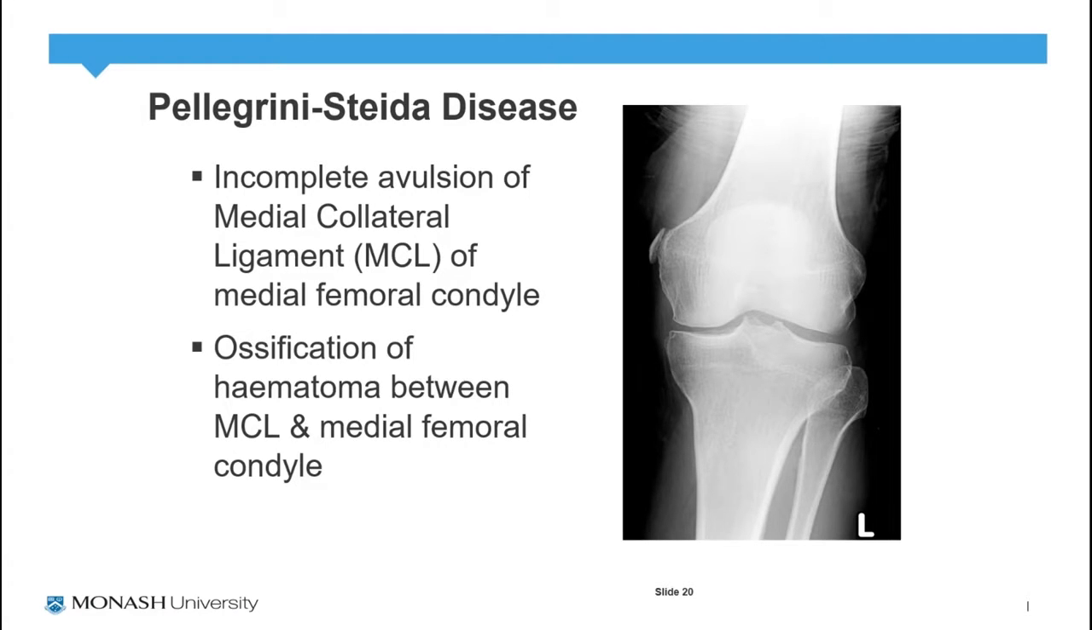With the medial collateral ligament, if there's incomplete avulsion, a hematoma will be formed between the MCL and the medial femoral condyle, and then over time that starts to ossify. And what we have here on this image is adjacent to the medial femoral condyle this ossification, and this is called Pellegrini-Stieda disease.